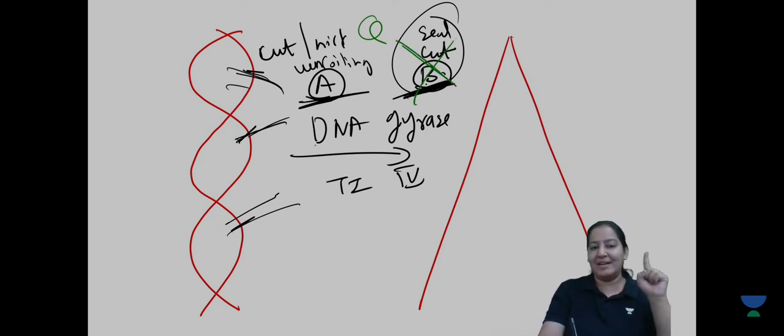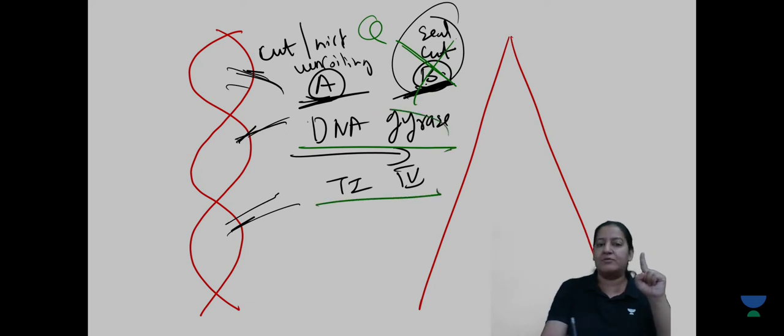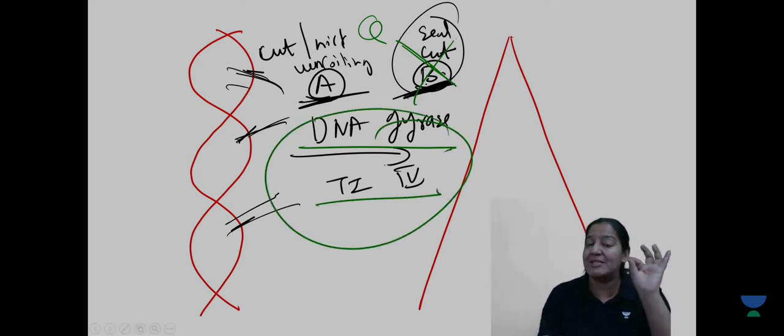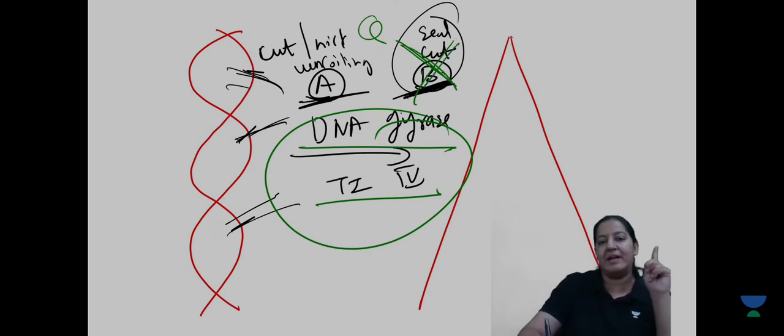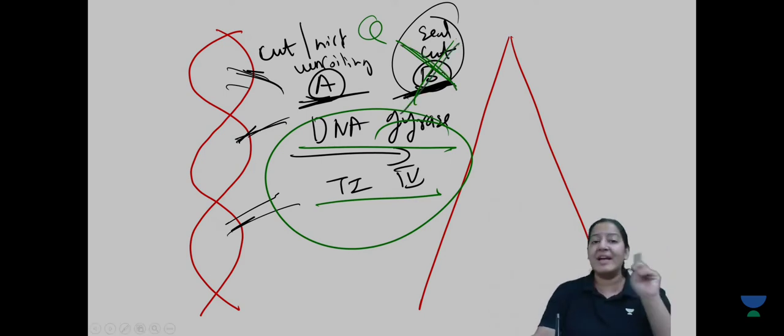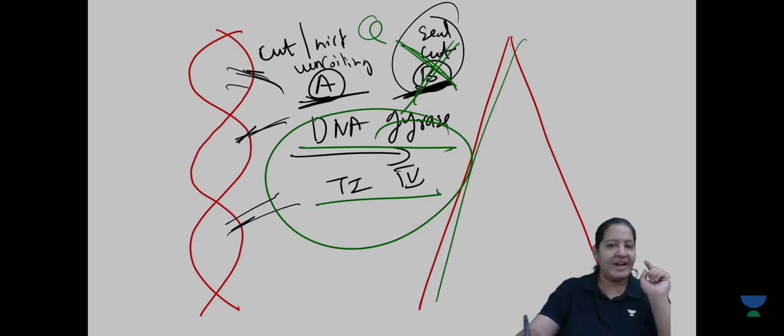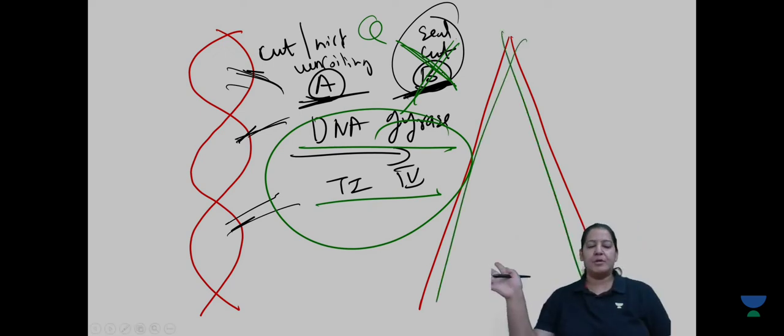Quinolones exactly, okay, inhibit DNA gyrase or topoisomerase 4. But to be very specific, which unit of these enzymes, unit A or unit B? They inhibit unit B, which is doing cutting and sealing. So cutting and sealing is not possible, without which unwinding is not possible. So DNA is unable to unwind.